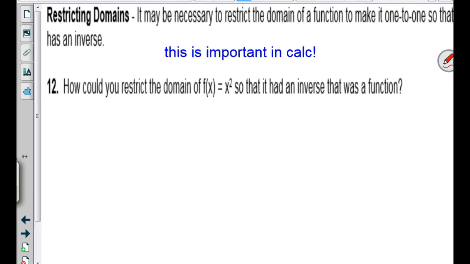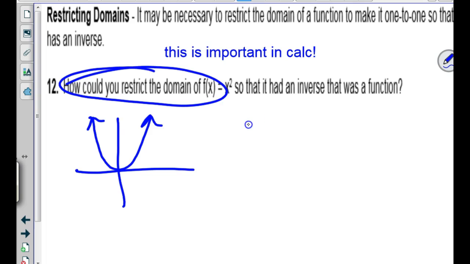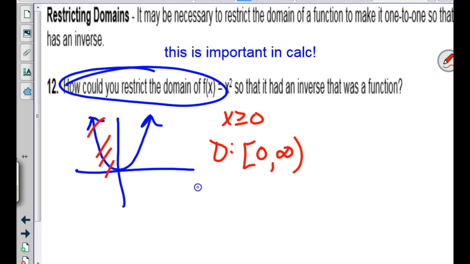Okay, this is important in calculus, but it's not on our quiz. If you had a function like y equals x squared, how could you restrict the domain? So tell me I only want half of this. How do you say I want half? So that it's one-to-one, it passes the horizontal line test. Okay, so I could say x is greater than or equal to 0. I want to keep this right half and get rid of this, which means we would probably say this. Would it be wrong to say I only want the left half? No, either one.